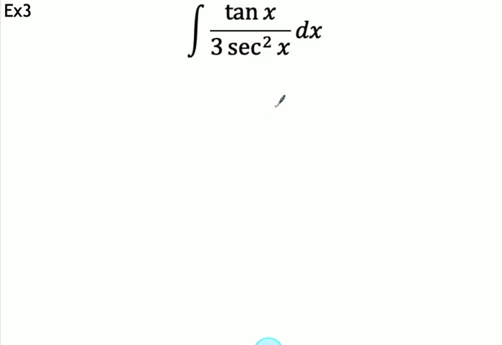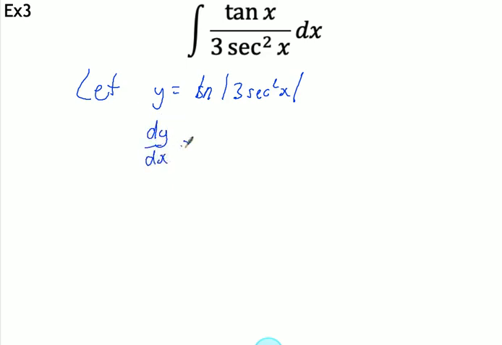Third one, sec squared x differentiates to make tan x, formula booklet. So I'm going to try, so when I differentiate, I will get, which is nearly what we wanted.